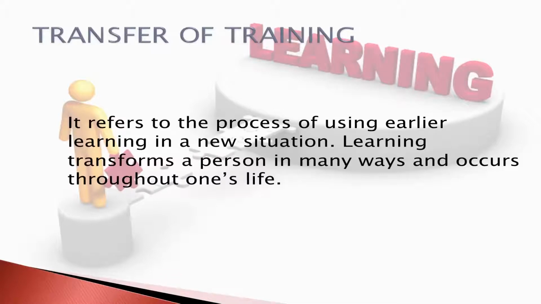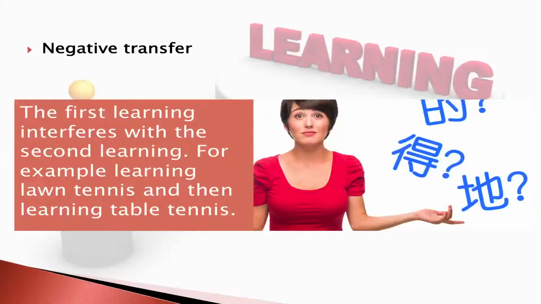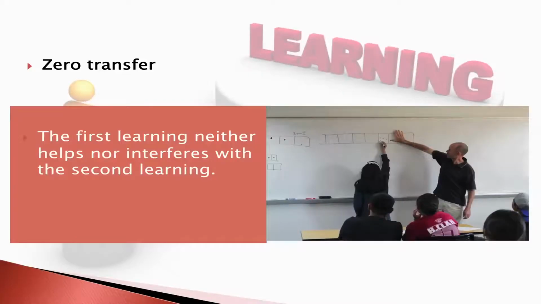Learning transforms a person in many ways and occurs throughout one's life. It can be of three types. Positive transfer: the first learning helps the second learning. For example, learning to drive a car helps in driving trucks also. Negative transfer: the first learning interferes with the second learning. For example, learning lawn tennis and then learning table tennis. Zero transfer: the first learning neither helps nor interferes with the second learning.